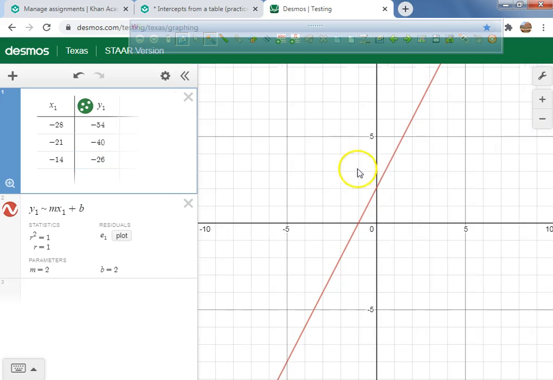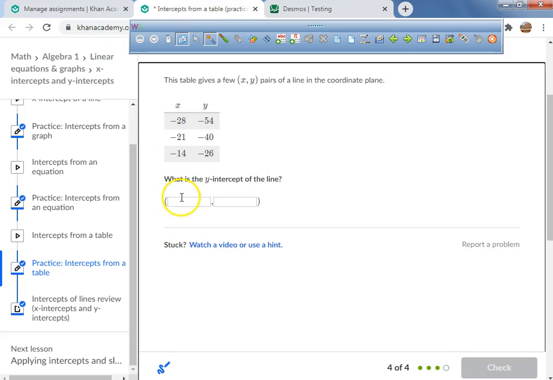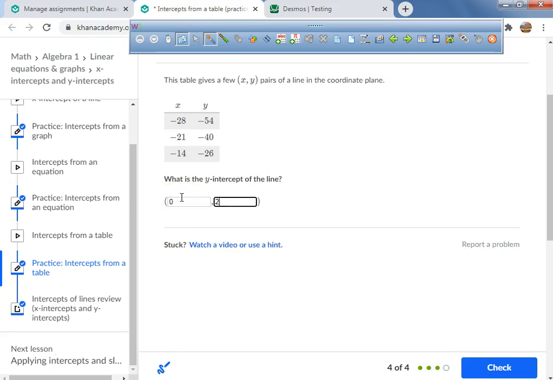I literally just have to go, okay, there you are, y-intercept. Look at there. What's my y-intercept? 0, 2. If it asked me for my x-intercept, what would it be? Negative 1, 0. So all I'm going to type in is what? 0 and a 2, right? 0 and a 2.